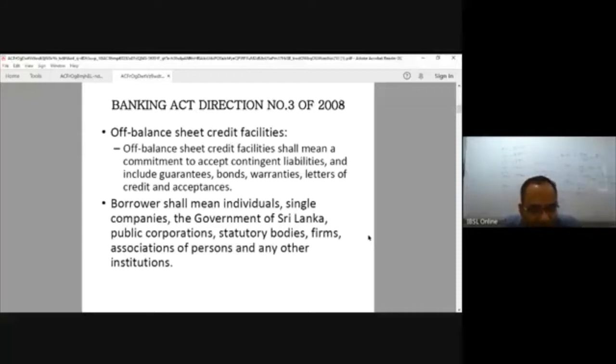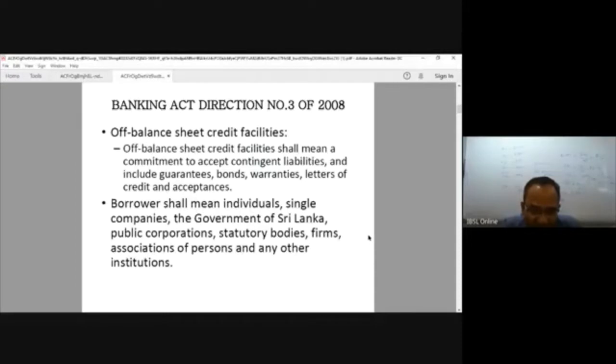So these are called off-balance sheet credit facilities, which have the quality of becoming a funded facility somewhere down the line. So the guarantee, bonds, warranties, letter of credit, acceptances, and all these kinds of things, which are in the nature of turning into a funded facility, are termed as off-balance sheet items, for our analysis.